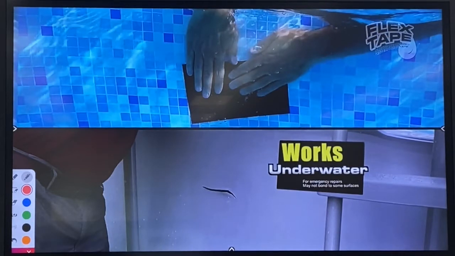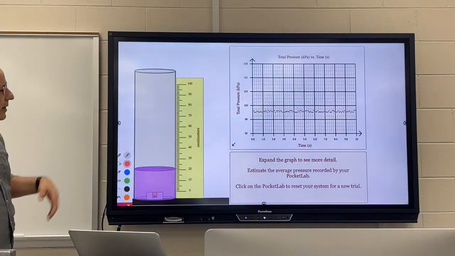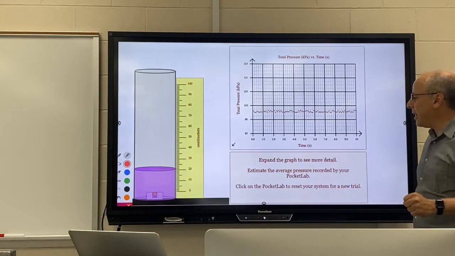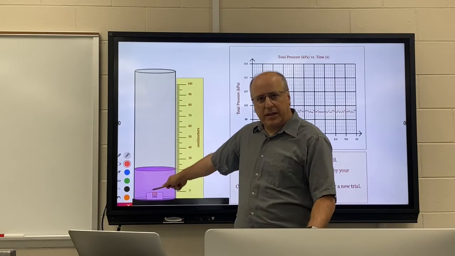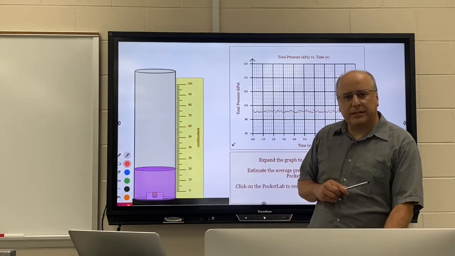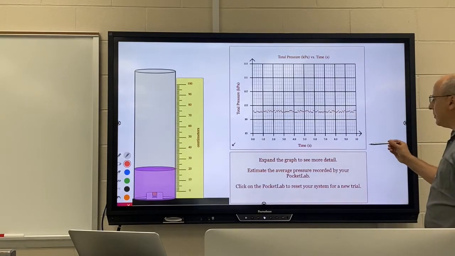Okay, so I'm going to pause it there because all the key things that he deceived us about have already happened. What are they? Well, we got to wait a little bit. Let's see what we learned yesterday in lab. So yesterday in lab, we took a pocket lab and we put it at the bottom of a cylinder, and we put different amounts of fluid in the cylinder, and we monitored the pressure.